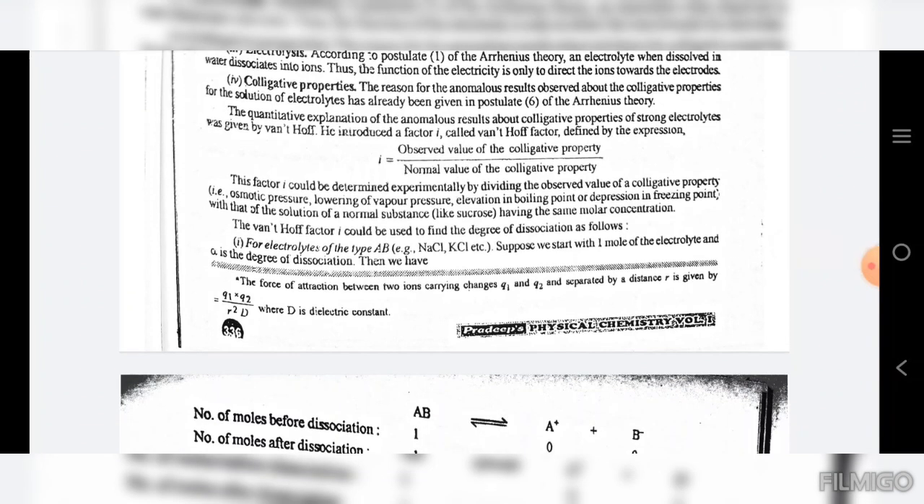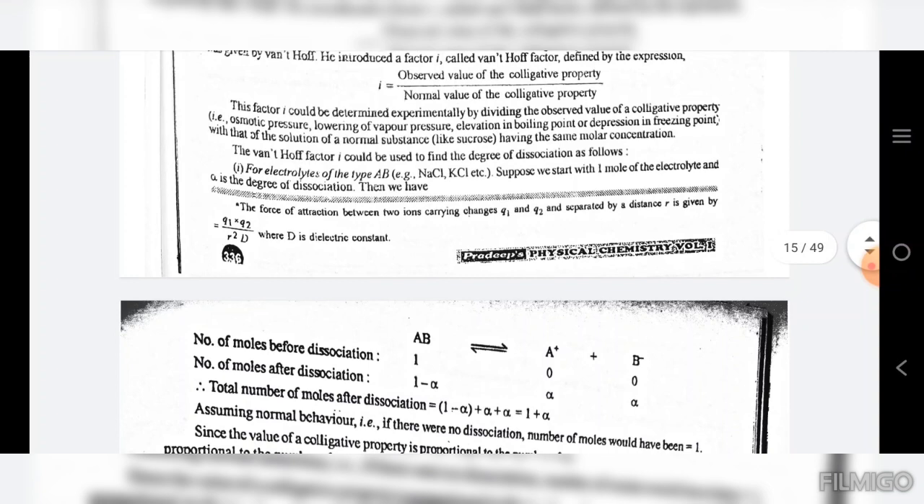Colligative properties. The reason for the anomalous results observed about the colligative properties for the solution of electrolytes has already been given in postulate 6 of the Arrhenius theory. The quantitative explanation of anomalous results about colligative properties of strong electrolytes was given by van't Hoff. He introduced a factor i, called the van't Hoff factor, defined by the expression i is equal to observed value of the colligative property divided by normal value of the colligative property.